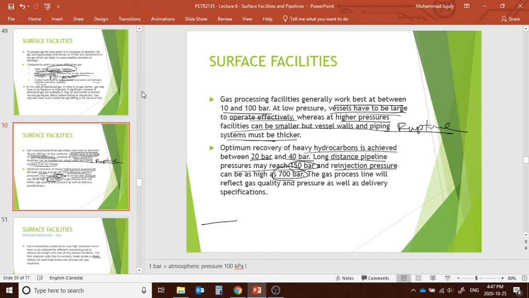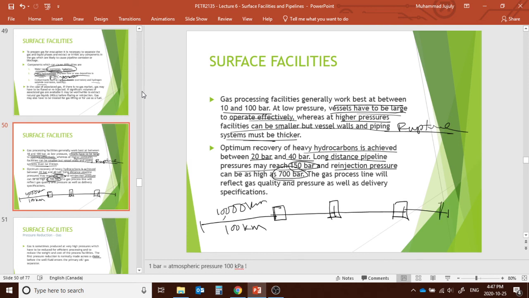Sometimes the gas pipeline can be 10,000 kilometers, for instance. That means after a certain length, we have to boost up the pressure of the pipeline. For instance, after each 100 kilometers, we have one gas compressing station. Now at the head of each compressor, we call it the reinjection pressure, the gas pressure can increase way higher.